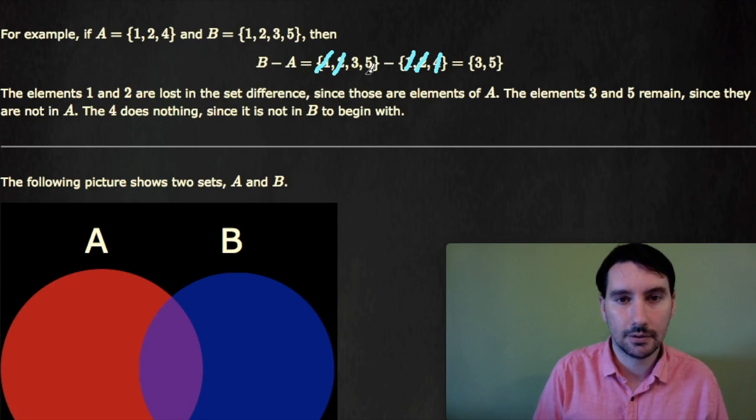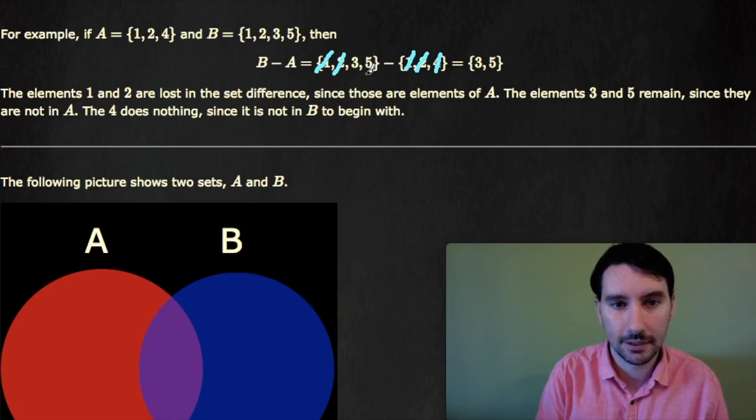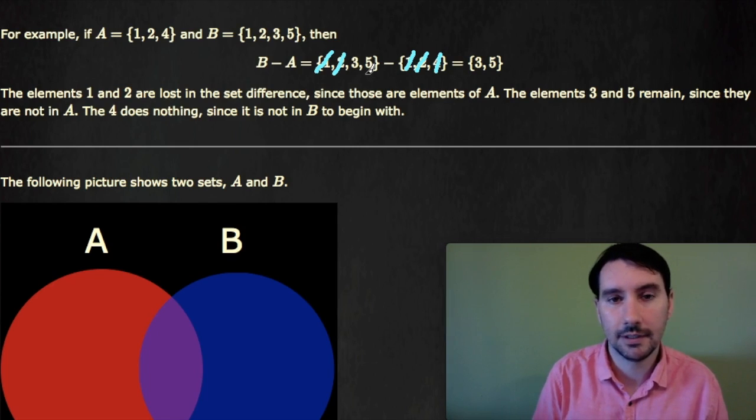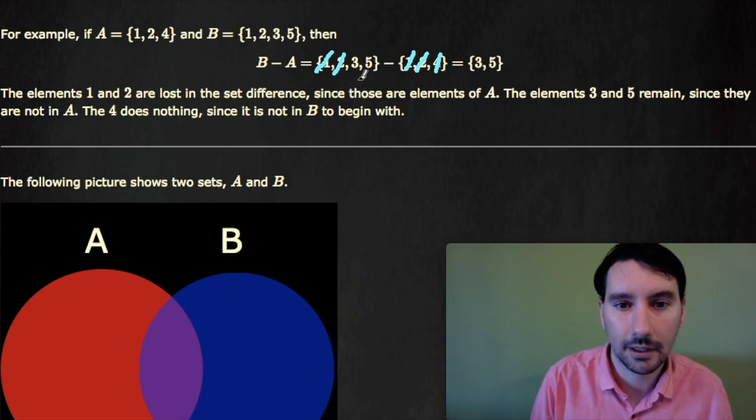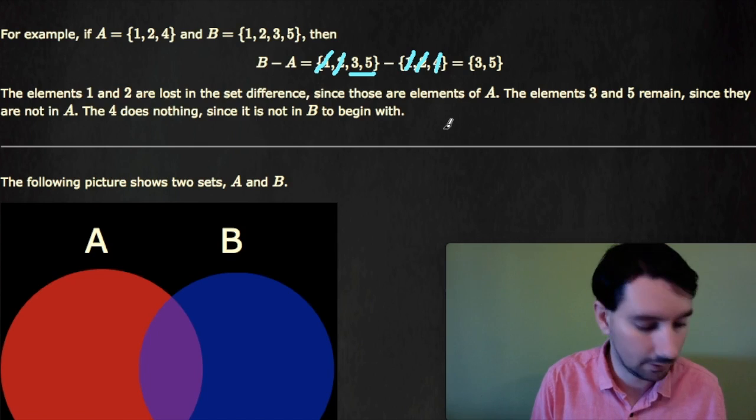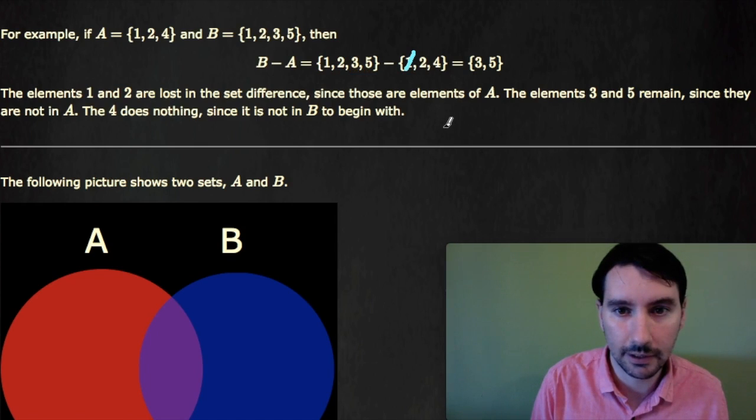There's no such thing as negative elements of sets. If the element is in the set B, we take it away. If it isn't, then nothing happens. That leaves us with {3, 5}. So whenever we take away all the elements of A from B, we're only left with {3, 5}.